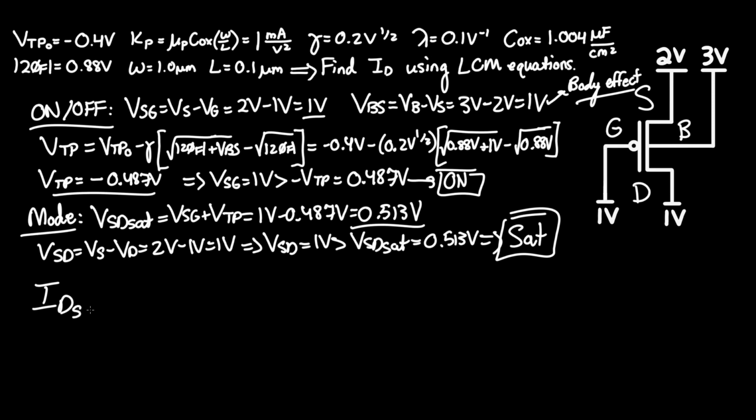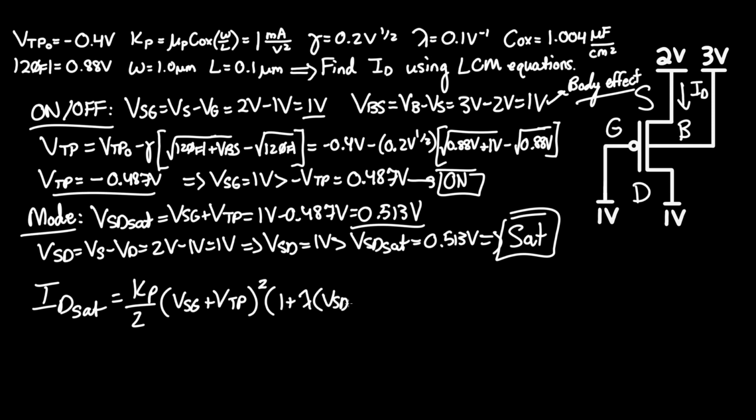I'll call it ID sat. We'll say that this is ID. And this equals Kp over 2 times parentheses VSG plus VTP quantity squared times 1 plus lambda times VSD minus VSD sat in order to account for channel length modulation once more. Plugging this in, we get 1 milliamp per volt squared, or 1 times 10 to the negative 3 amps per volt squared to get standard units.